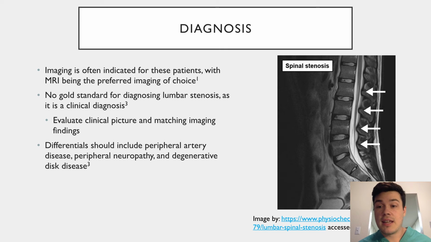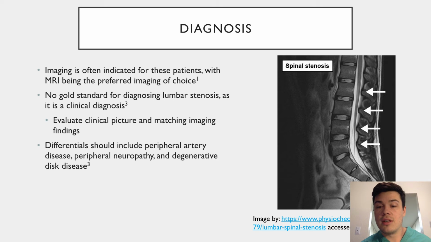Imaging is often indicated for these patients, with MRI being the preferred imaging of choice. If an MRI is contraindicated, it's appropriate to order a CT myelogram. X-rays are also an option and may be ordered to show anatomical positions and dynamic stability to reveal the presence or lack thereof of spinal listhesis. MRI will reveal neural impingement and stenosis.